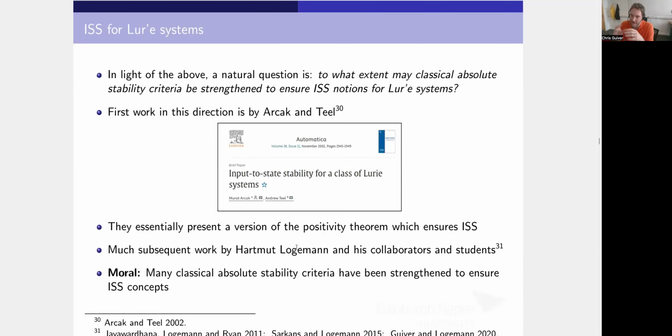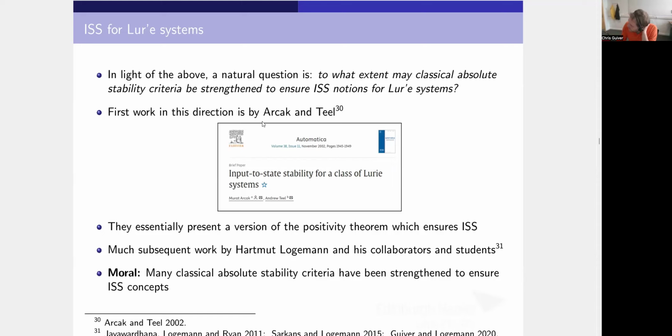So I'm interested in ISS for Lur'e systems and then Lur'e inclusions and so on. So a natural question is the following. To what extent may classical absolute stability criteria, which remember are often designed for unforced or uncontrolled systems, be strengthened or enhanced to ensure ISS? Bearing in mind that we shouldn't expect them to guarantee ISS alone, because stability of the uncontrolled system doesn't imply stability of the control system in general.